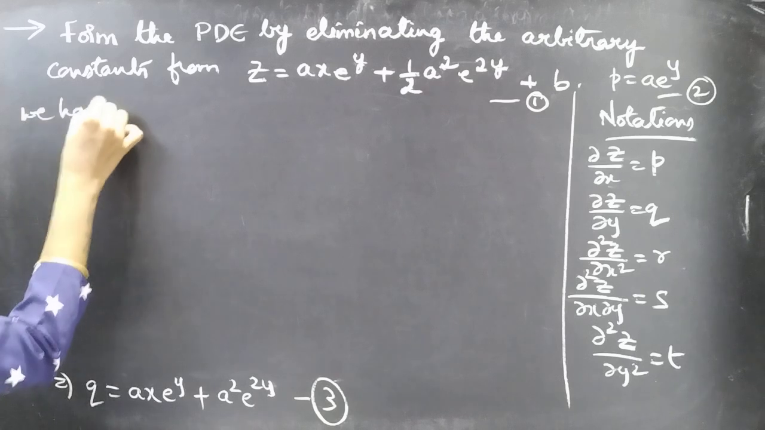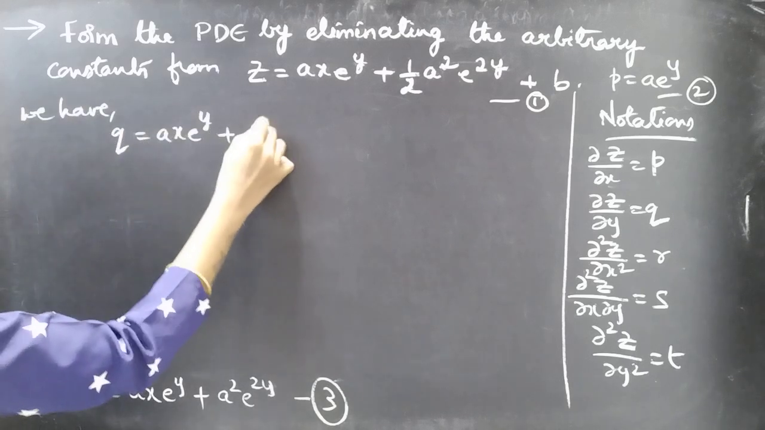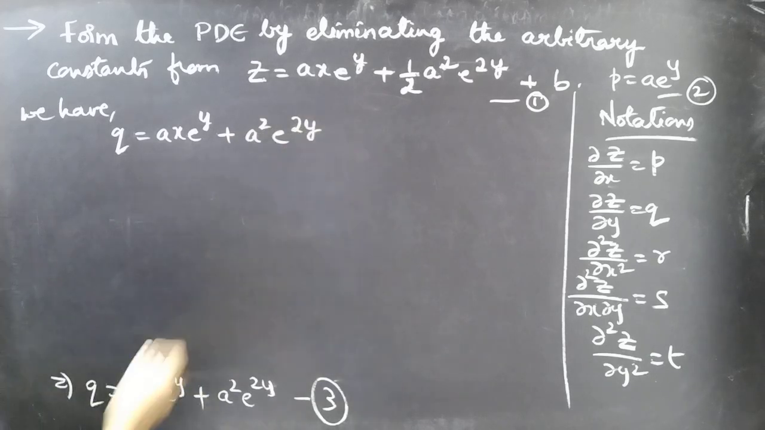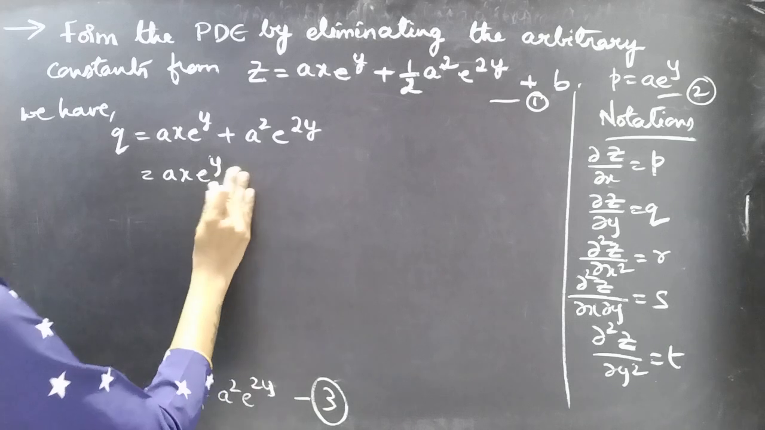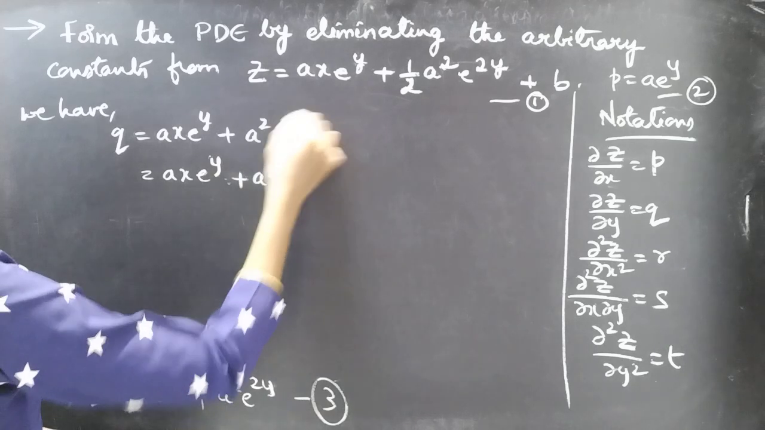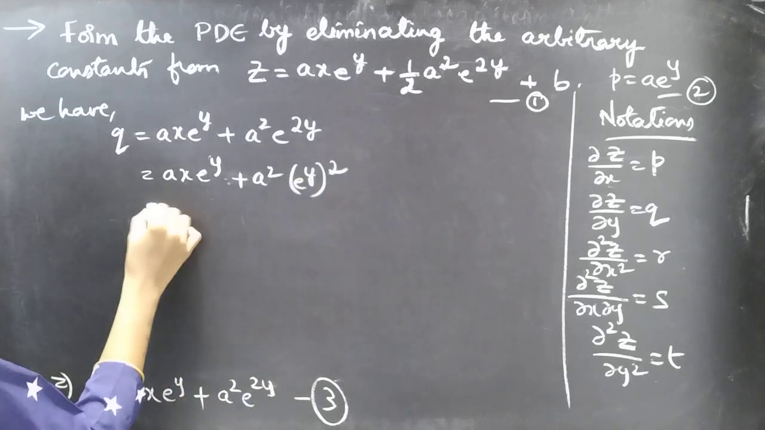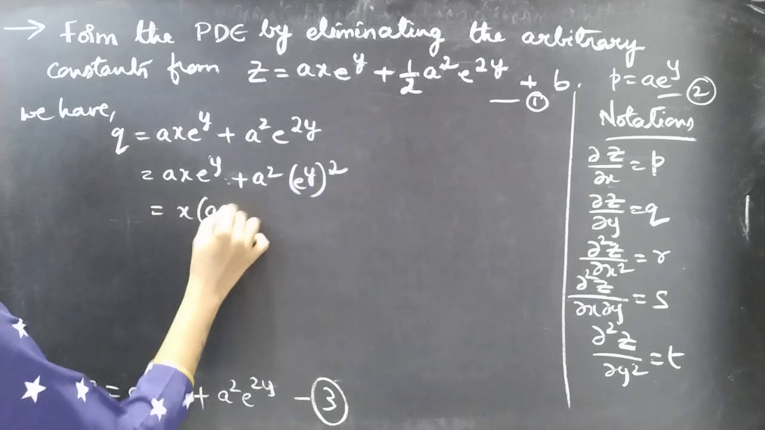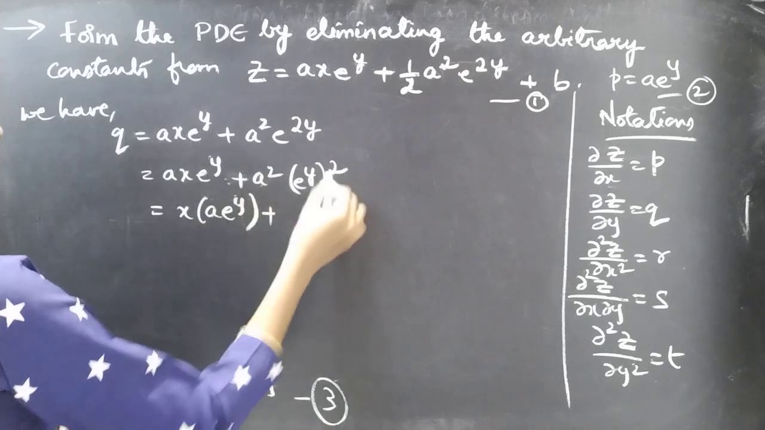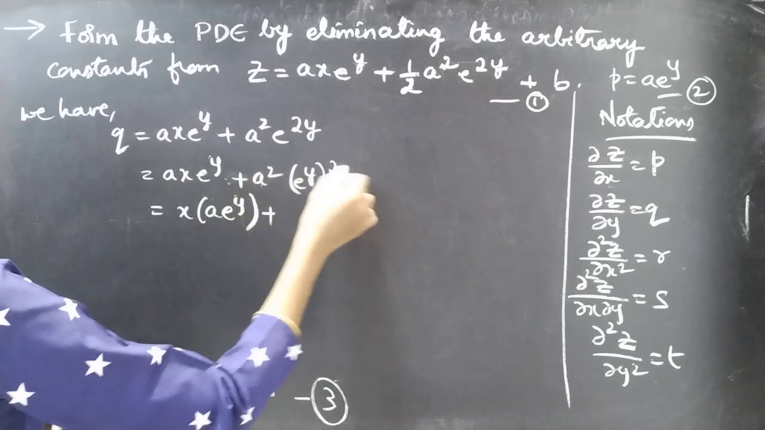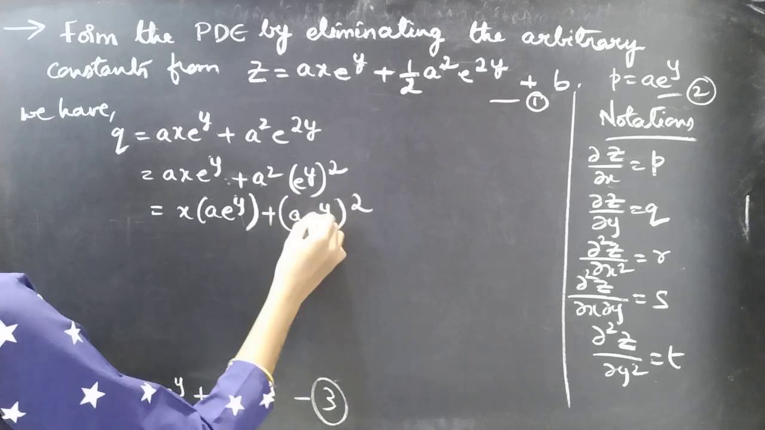We have 3, q equal to ax e power y plus a square e power 2y. I'll write this as a square into, we'll write e power 2y as e power y whole square. Now I'll write a into e power y together, and I can write a square e power y whole square as a e power y whole square, right?